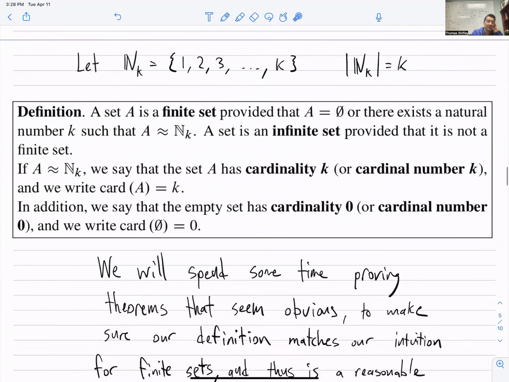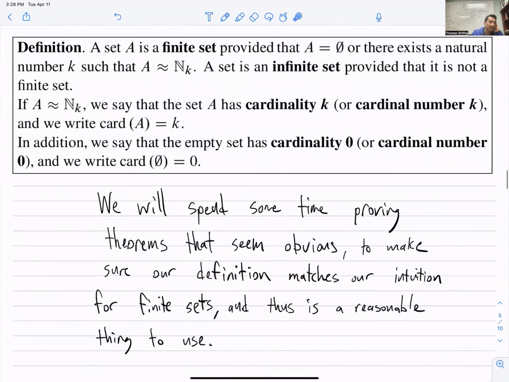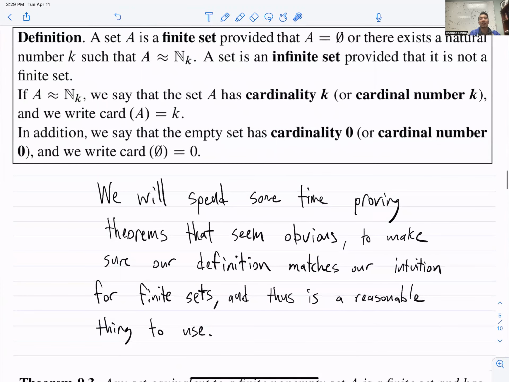So at the end of this lecture, we're going to be spending time proving theorems that seem obvious, but we're going to make sure to use these definitions and make sure that they match our intuition. That's the key: we want them to match our intuition on finite sets, so that when we generalize to infinite sets, we know it's a reasonable definition, right? We don't want a definition of sizes to be something that doesn't match our intuition. We want to generalize our intuition.